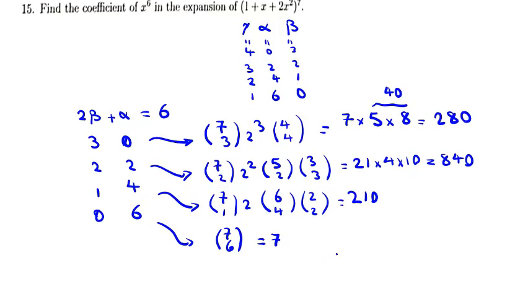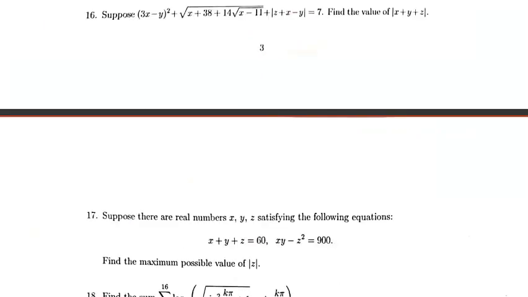Now, if we add up all these numbers, 0, 0, 0, 7, 8, 4, 12. 12 plus 1, 13. We have 1. 2 plus 8, 10. 10 plus 2, 12 plus 1, 13. So the coefficient of this, and the answer, is equal to 1337.